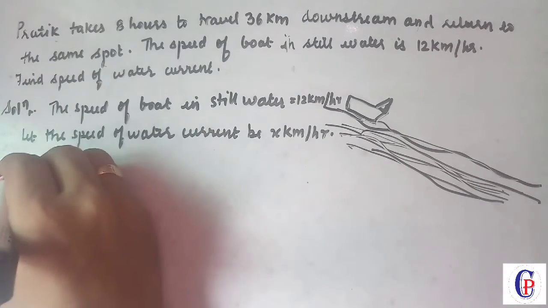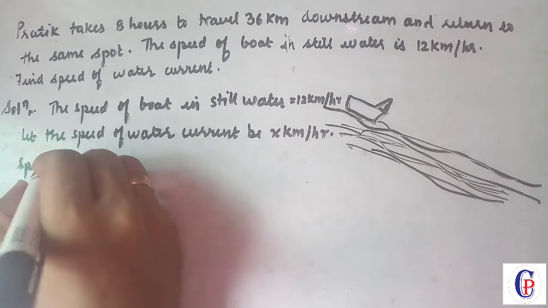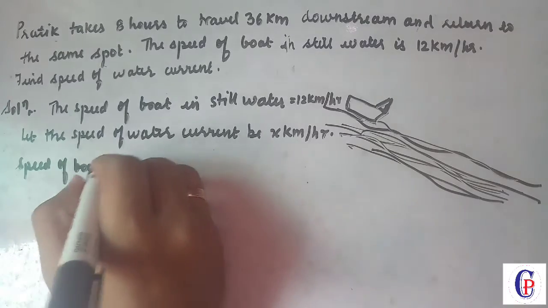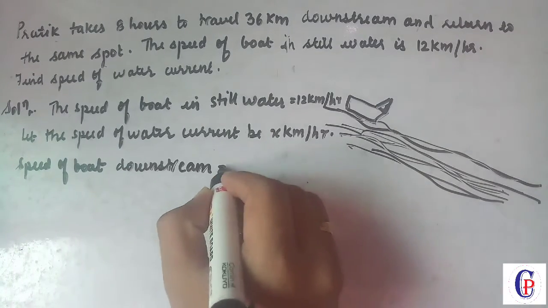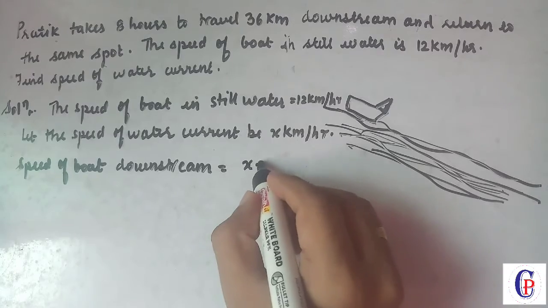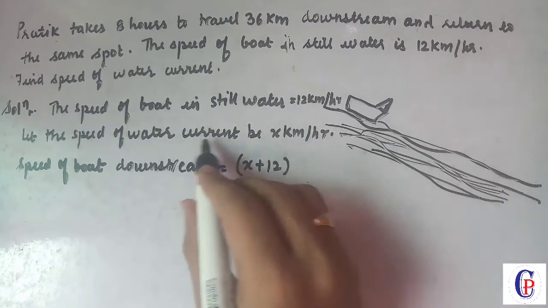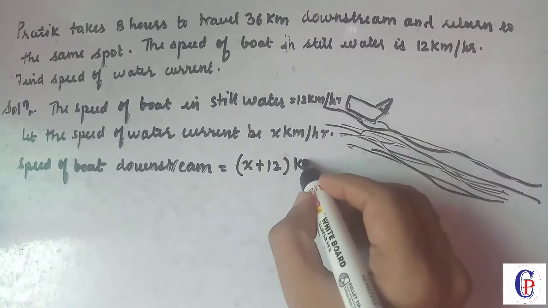Okay, so we'll write speed of boat downstream will be x plus 12. Okay, the speed of the water and the speed of the boat will get added.